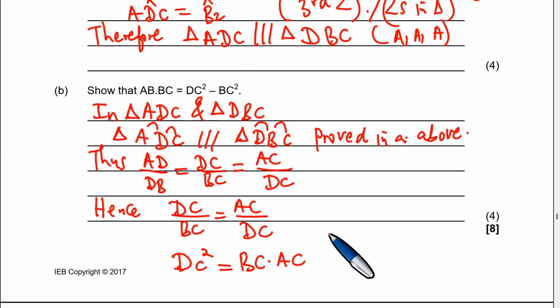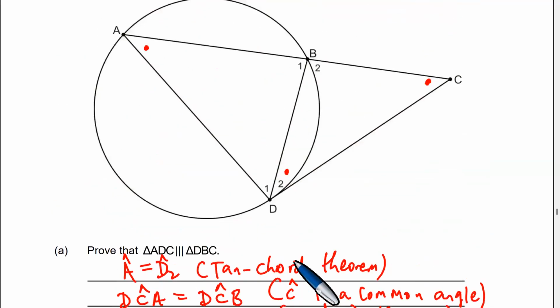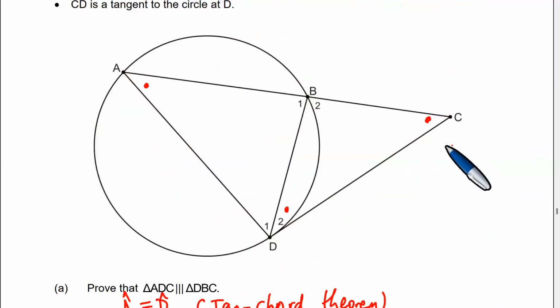Yes, we can. We know about AC from the diagram. Let's look at AC in the diagram. If you look at AC in the diagram, AC is equal to AB plus BC. AC is AB plus BC.